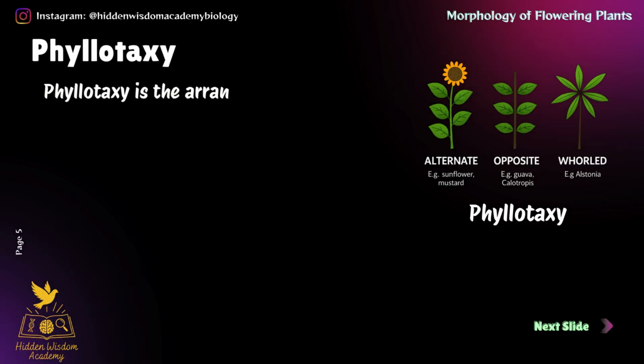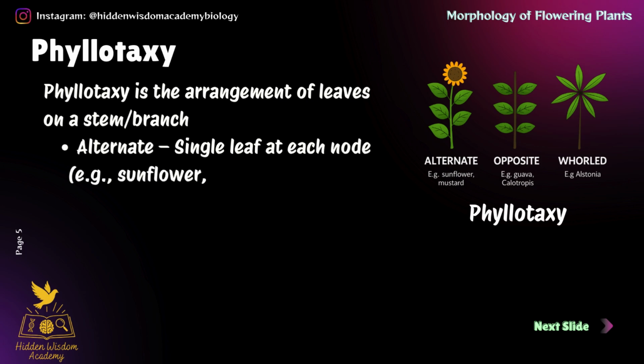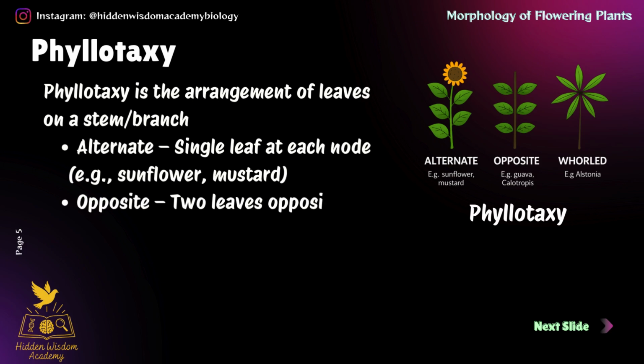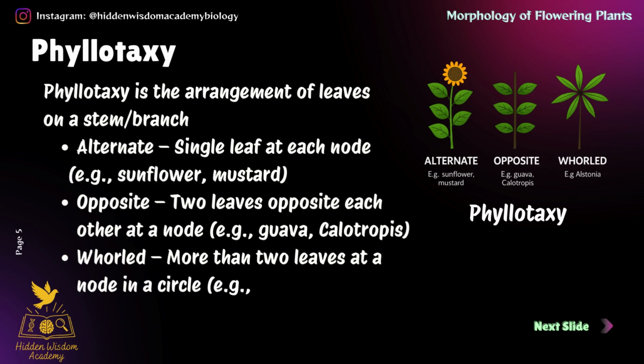Let's talk about phyllotaxy. Phyllotaxy means the arrangement of leaves on a stem. It helps plants capture maximum sunlight. There are 3 main types. In alternate type, 1 leaf grows at each node, like in sunflower and mustard. In opposite type, 2 leaves grow opposite each other at the same node, like in guava and calotropis. In whorled type, more than 2 leaves grow in a circle at one node, as in Alstonia. These patterns are important for plant identification and often asked in exams.